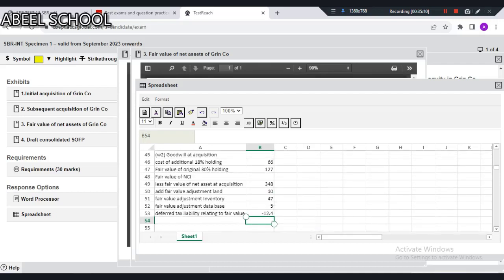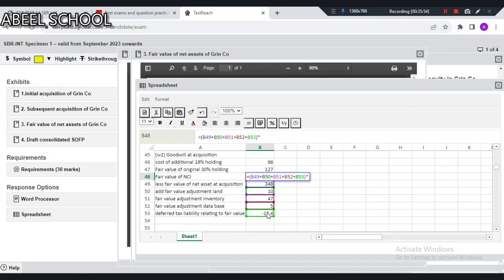Now actually we need fair value of NCI also. So let me show you how to calculate the fair value of NCI. Let's try. 348 plus 10 plus 47 plus 5 plus negative fair value adjustment, into, now we have 60% holding. It means the 60% holding will be after actually exercising the share options. But right now we have 48% holding. It means NCI is having 52% holding.